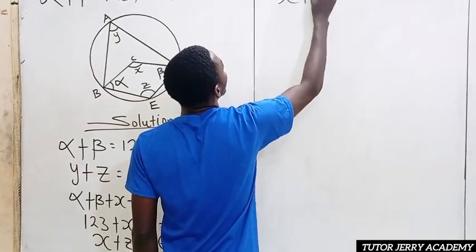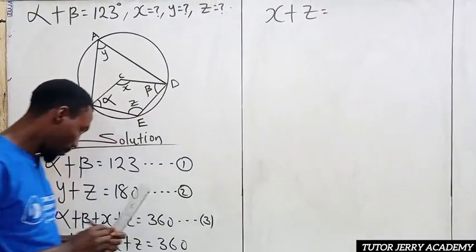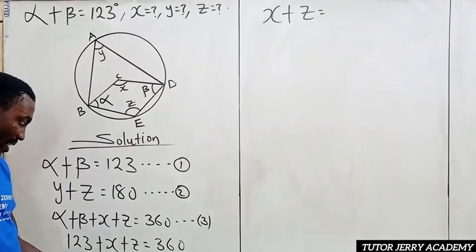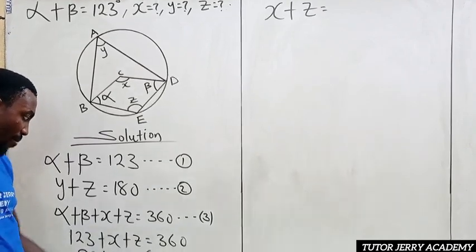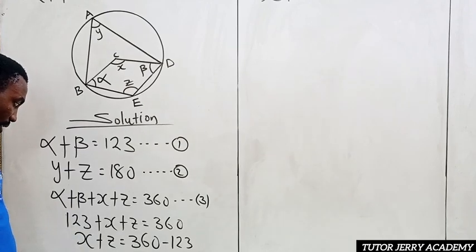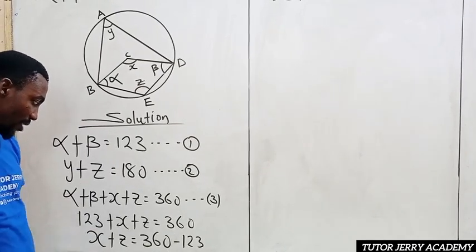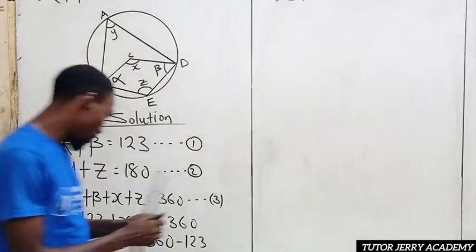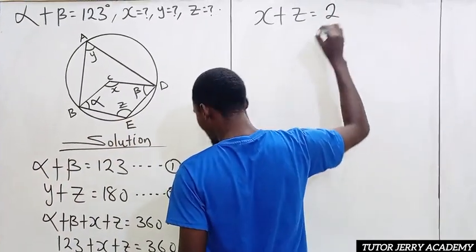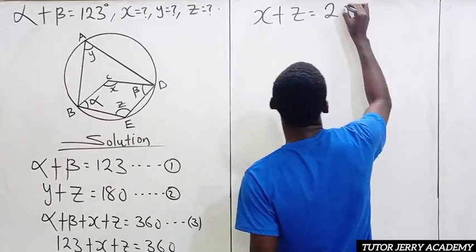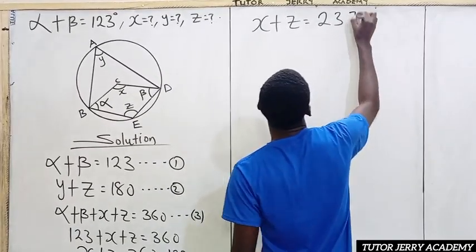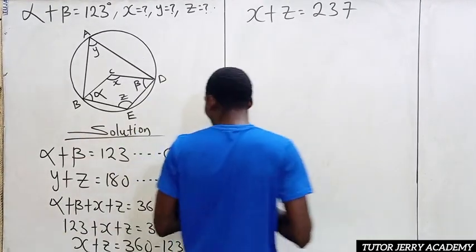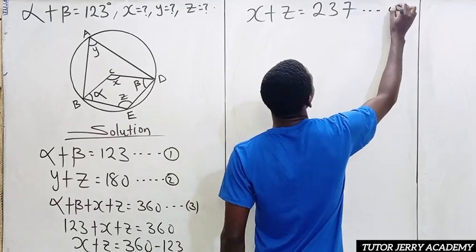So it means s plus z will be equal to what? If you subtract 123 from 360, here you have a 10. 10 minus 3 is 7. 5 minus 2, that is 3. So we are going to have 237. Let me write it one by one. So we are going to have 2 here. Then 5 minus 2, that is 3. So 10 minus 3, that is 7. So we are going to have 237. Is that clear? So now we have remodified our equation 3 to this. So let's call this one equation number 4.